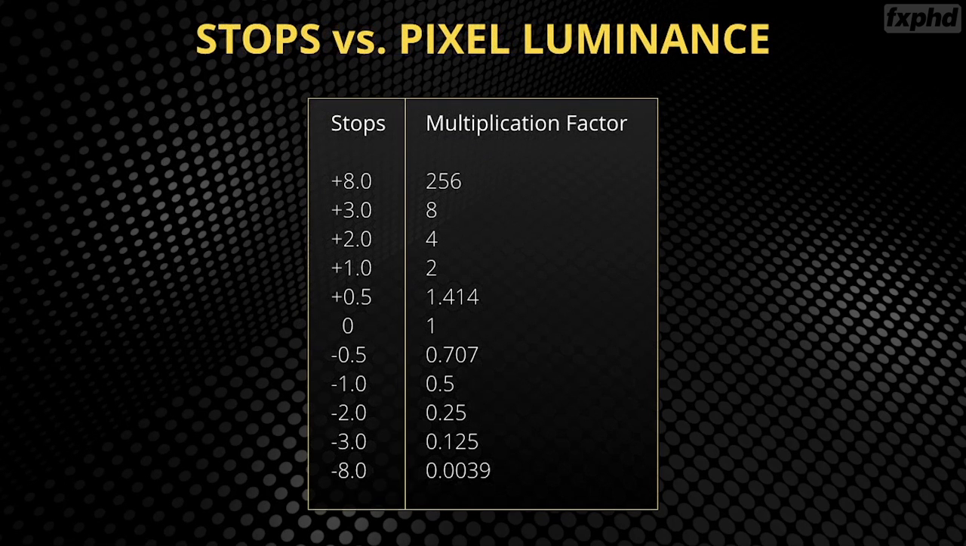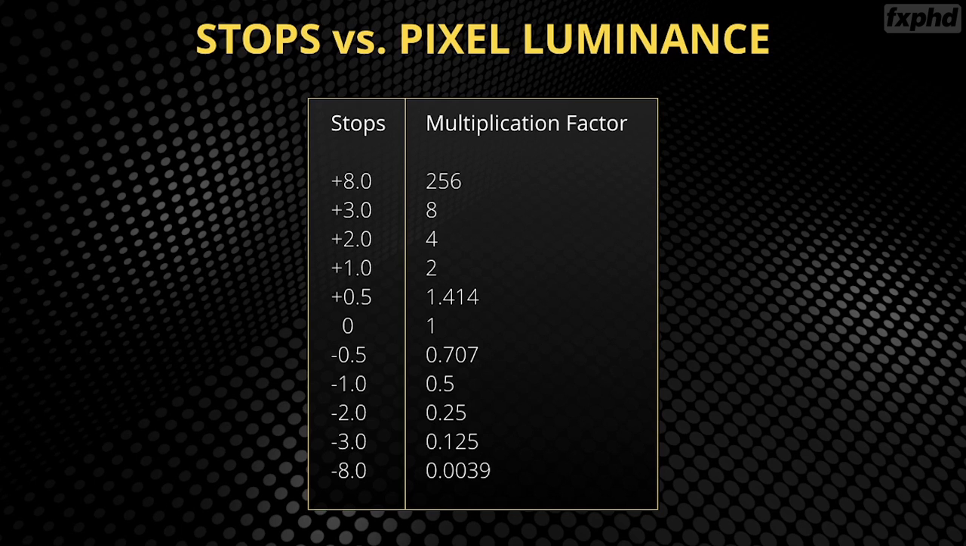So in this example, we can basically see stops versus pixel luminance. So if you have 0 stops, you could say that the pixel value is at 1. If you go up half a stop, you're going to go up to a value of 1.414. If you go up a whole stop, you're doubling the light to 2, doubling the information to 2.